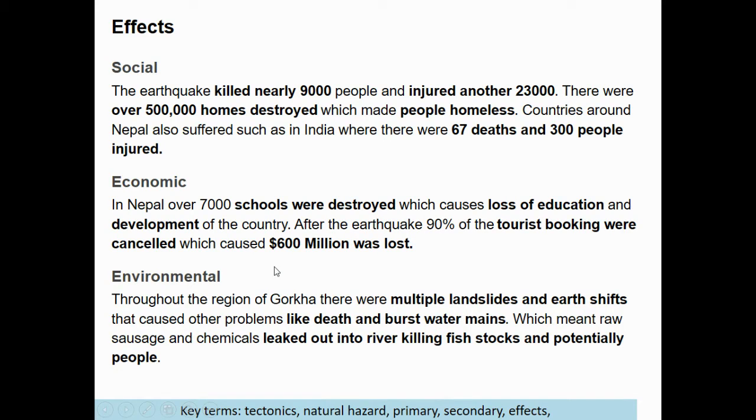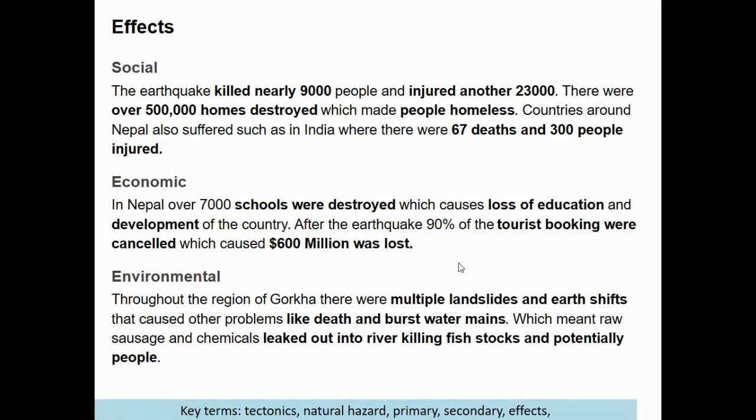So economic effects then, in Nepal, over 7,000 schools were destroyed, which causes a loss of education and development of the country. Okay, so what development means is to build up a country, to build infrastructure or to create jobs, or basically create healthcare. So because there's a lack of education, that will then stop people from being able to get better lives and build a better life for the country. So these two here would be secondary effects of the schools being destroyed.